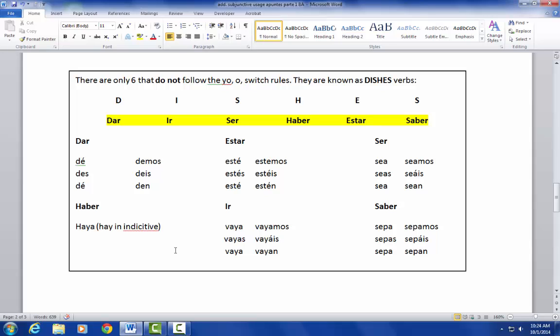Okay, so that's today's lesson. I know it was kind of a lot. You're going to watch another video adding some more details to the subjunctive, but today we just wanted to focus on conjugations.